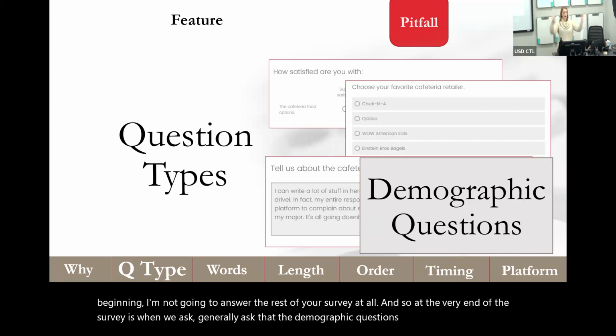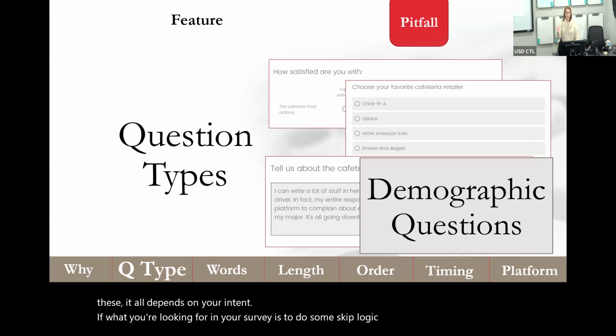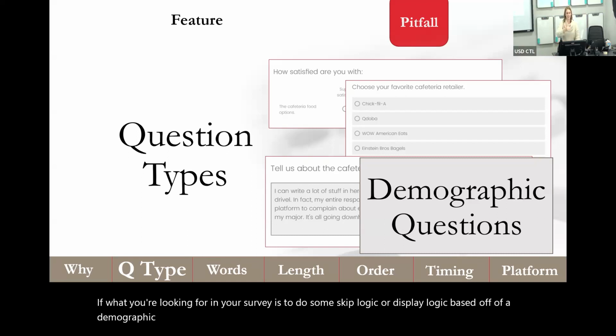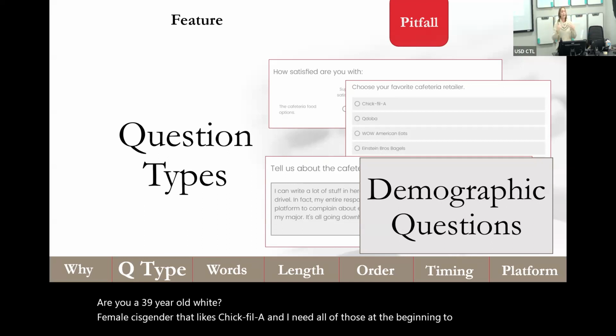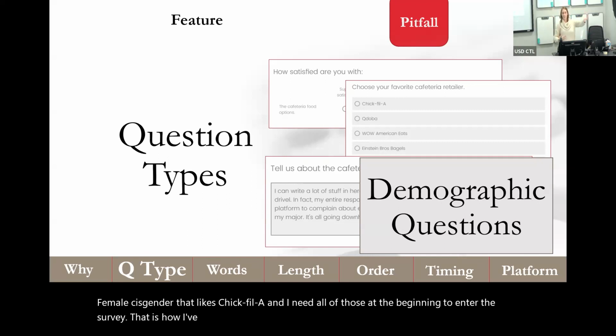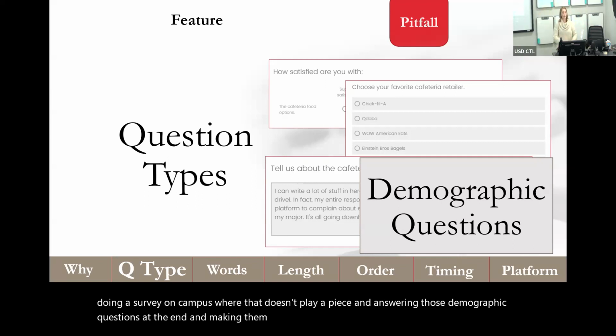Now, caveat to all of these, it all depends on your intent. If what you're looking for in your survey is to do some skip logic or display logic based off of a demographic question, if I need to answer, are you a 39-year-old white female cisgender that likes Chick-fil-A, and I need all of those at the beginning to enter the survey, that is how I've seen a lot of the demographics at the beginning. However, if you're doing a survey on campus where that doesn't play a piece, answering those demographic questions at the end and making them optional or with an option to write in is going to be best practice.